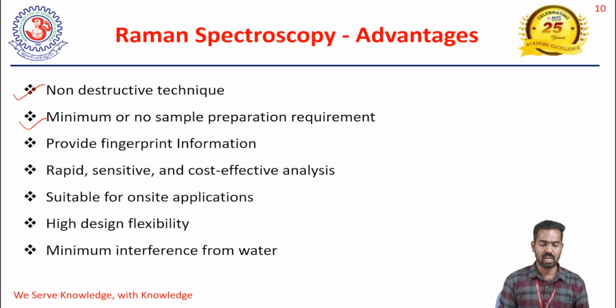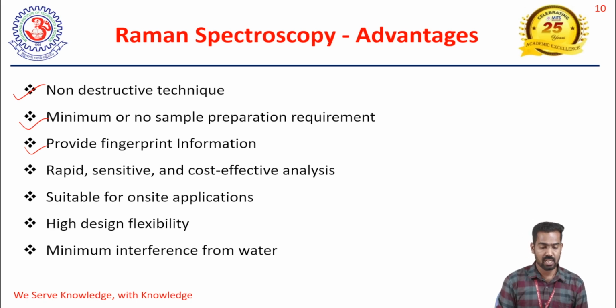Coming to the third one, it provides fingerprint information. I already mentioned that. From Raman spectroscopy we are getting the vibrational information, the fingerprint information regarding where the C-C vibration is happening. We are all discussing molecules, so where the carbon-carbon single bond vibration and carbon-carbon double bond vibration are, all this fingerprint information you can take from these Raman spectra.